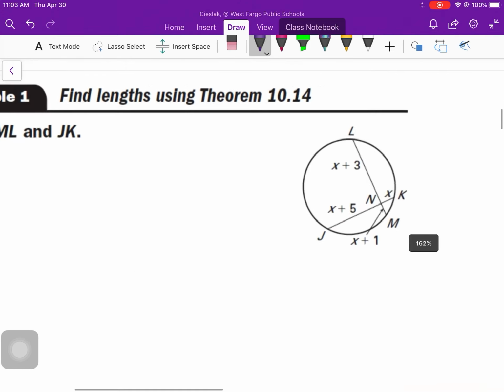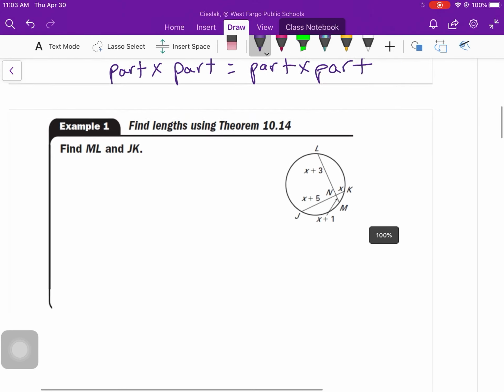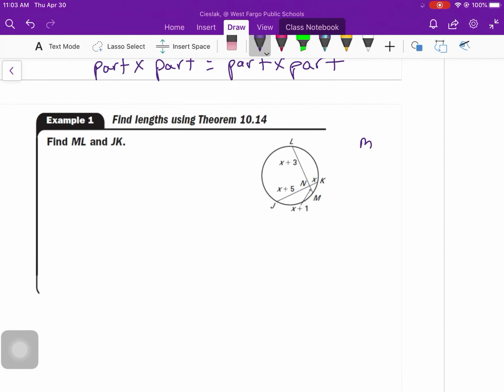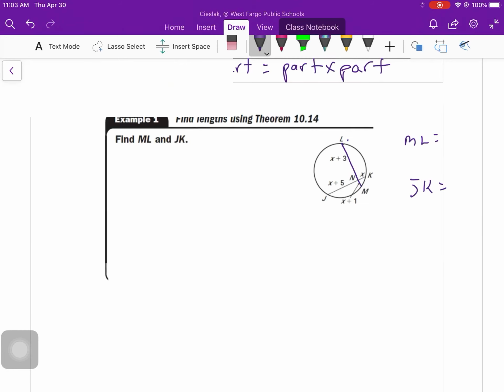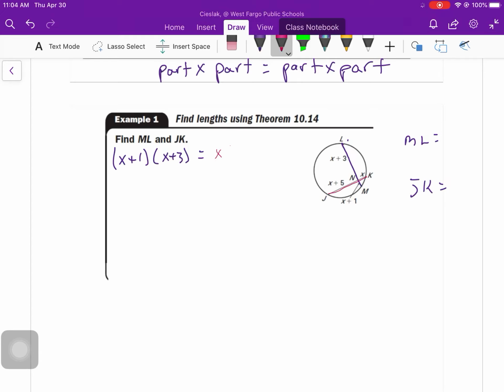Okay, so let's do an example here. It says find the measure of ML and JK. So I'm going to come over here right away and write ML equals and JK equals, because at the end we're going to have to go back and plug something in. Looking at my parts, one side is x plus 1, and I need to multiply that by the other side, x plus 3. All of that is equal to our other one, x times x plus 5. So we're going to have to distribute and FOIL all of these.